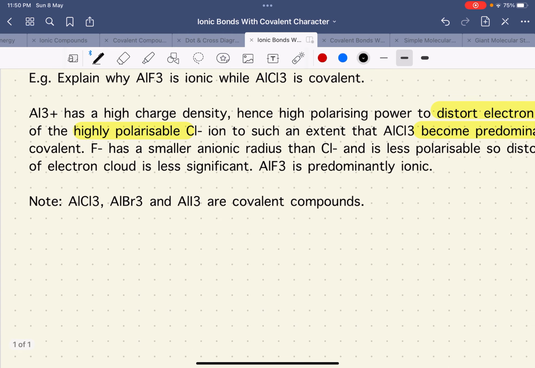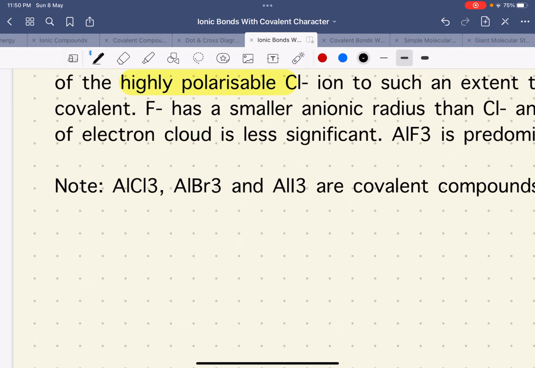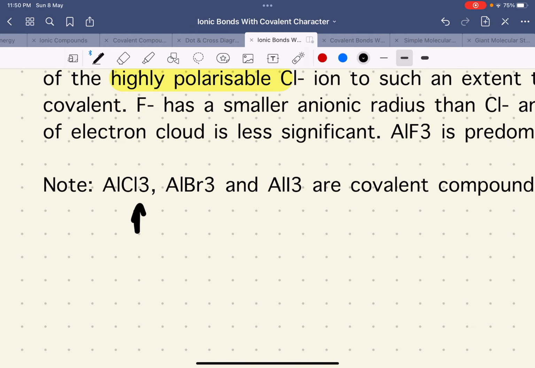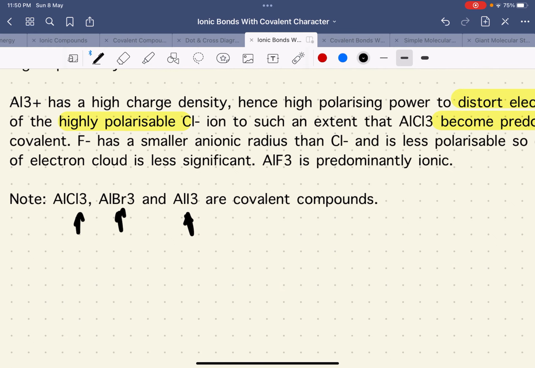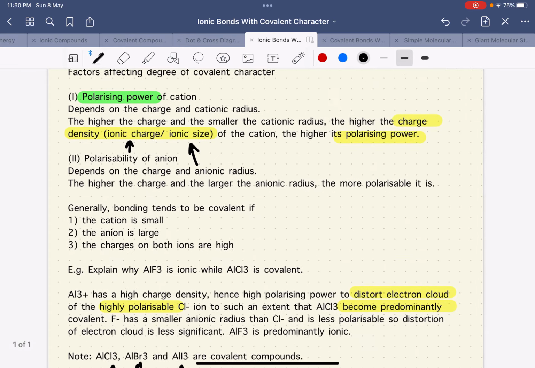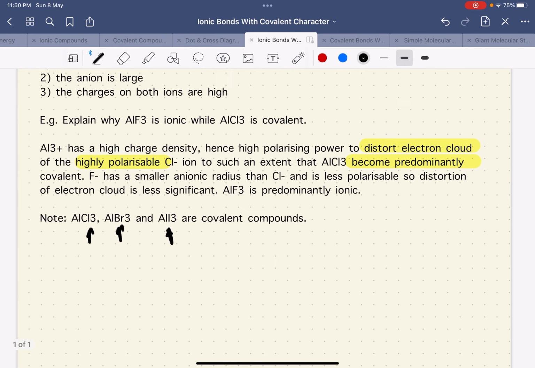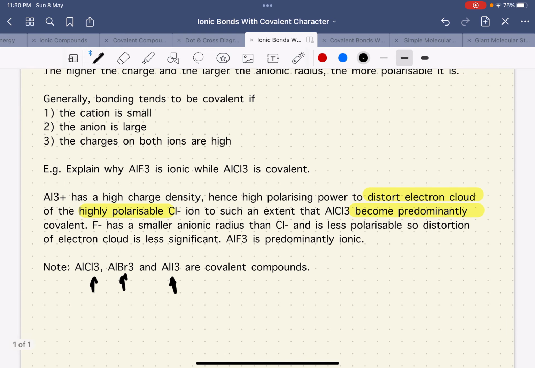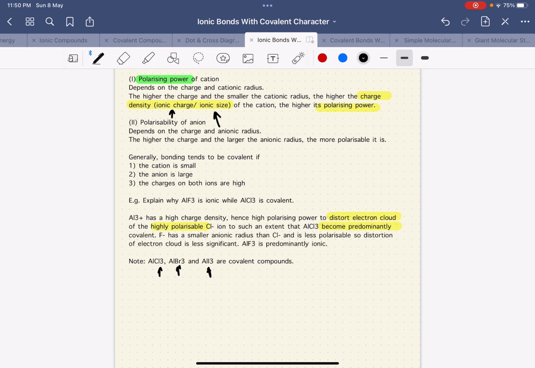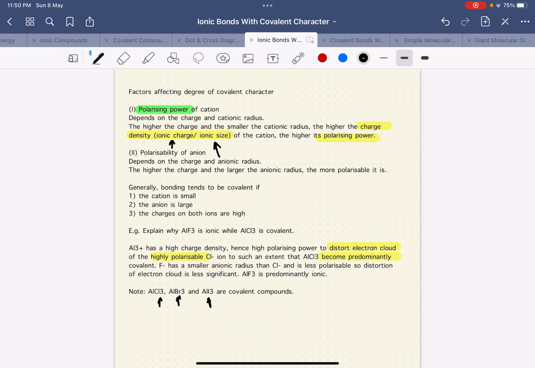predominantly ionic. And just to note for the halogens, Cl, Br, and iodine form covalent compounds. Anything above it, like fluorine, is not a covalent compound, it's ionic. So this is it for ionic bonds with covalent character.